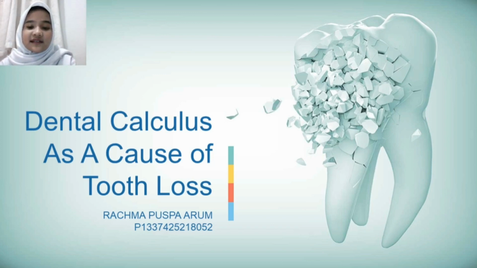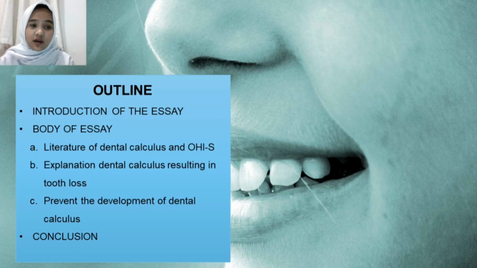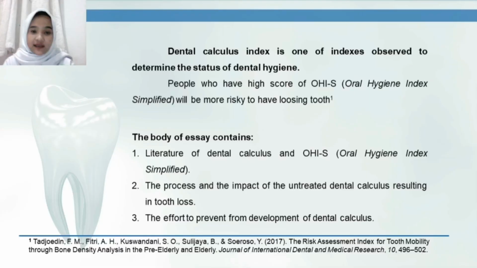The title of the essay is Dental Calculus as a Cause of Tooth Loss. The outline consists of three parts. First, introduction of the essay. Second, body of the essay consists of literature of dental calculus and oral hygiene index simplified. Second, explanation dental calculus resulting in tooth loss. Third, prevent the development of dental calculus. And last is conclusion. I will begin by discussing the introduction of the essay.